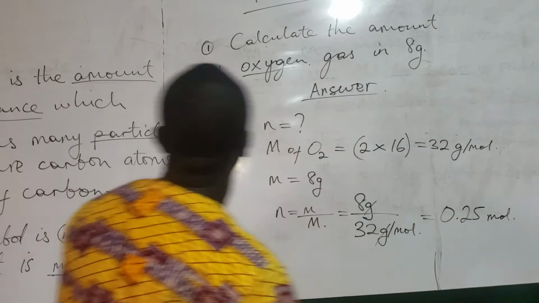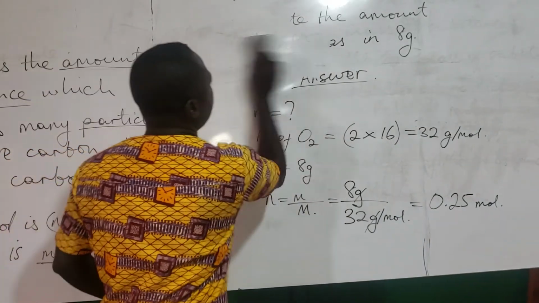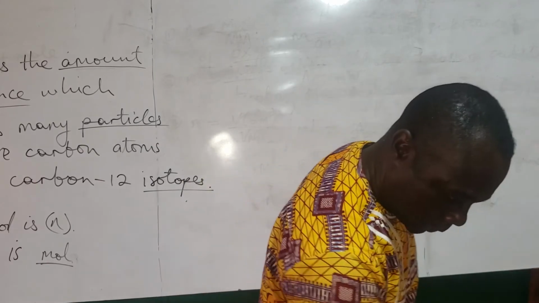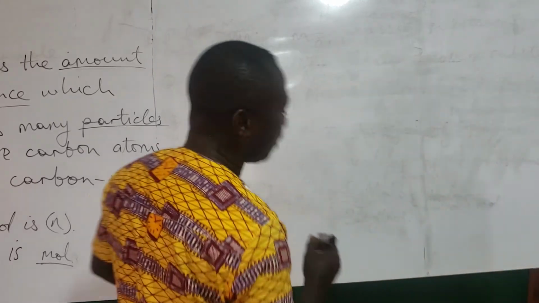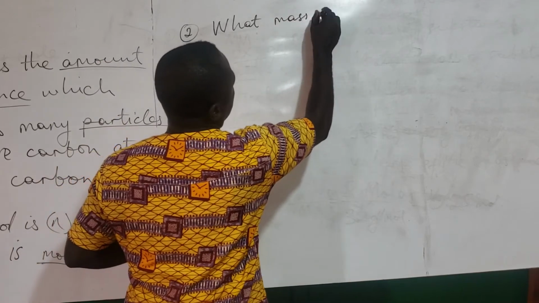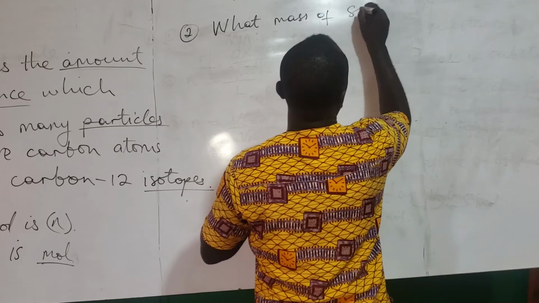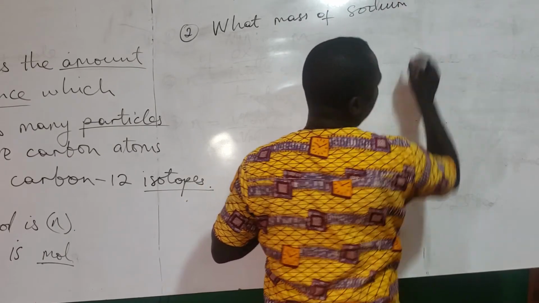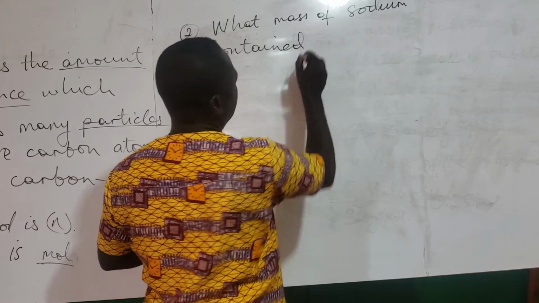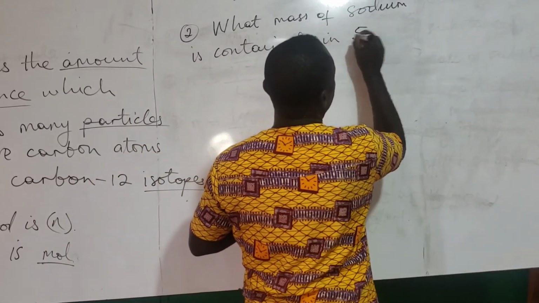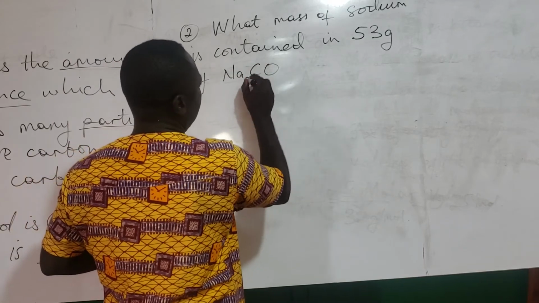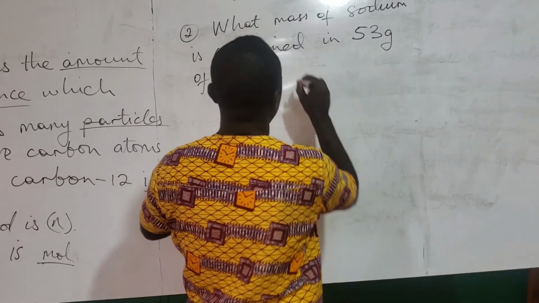Let's try another example and see how we can solve it. Let me clean this one again. Now let's pick another question. Question 2: What mass of sodium is contained in 53 grams of sodium trioxocarbonate(IV)? Okay, so that's the question.